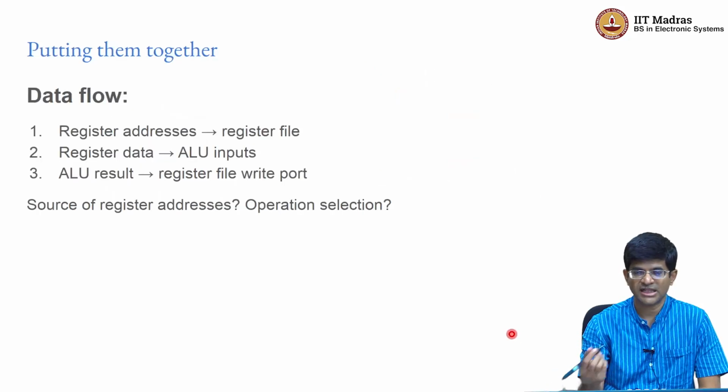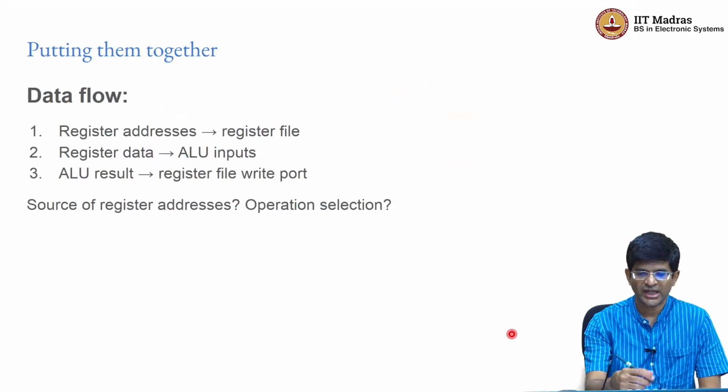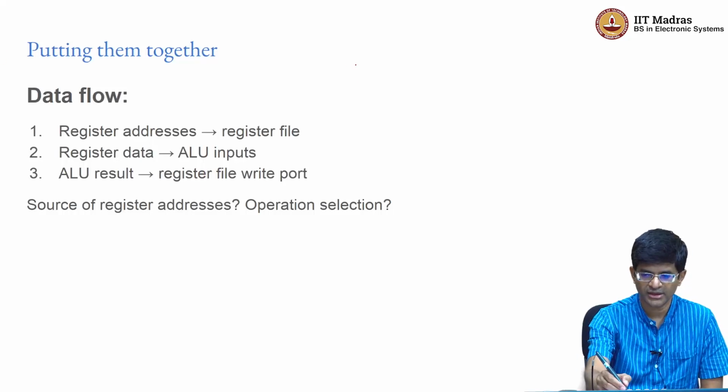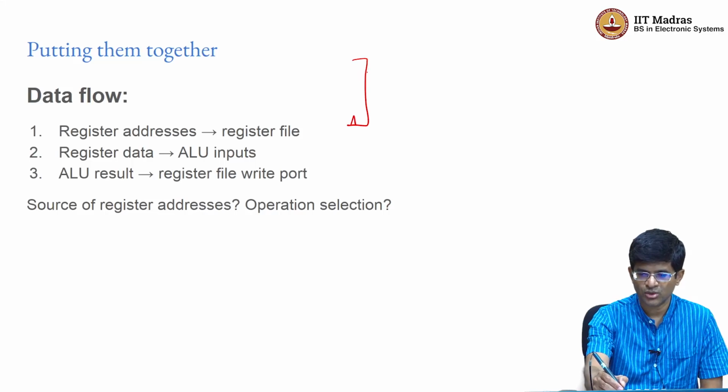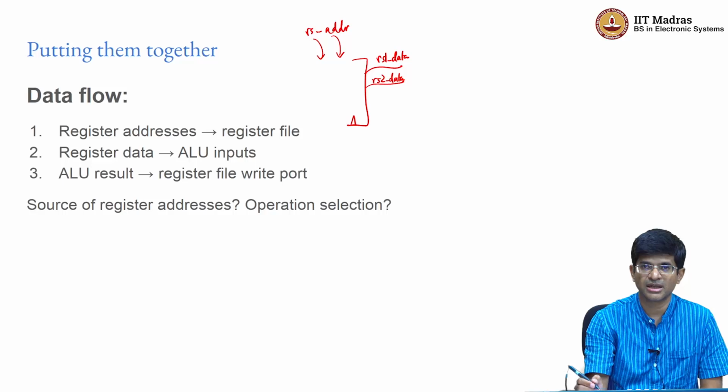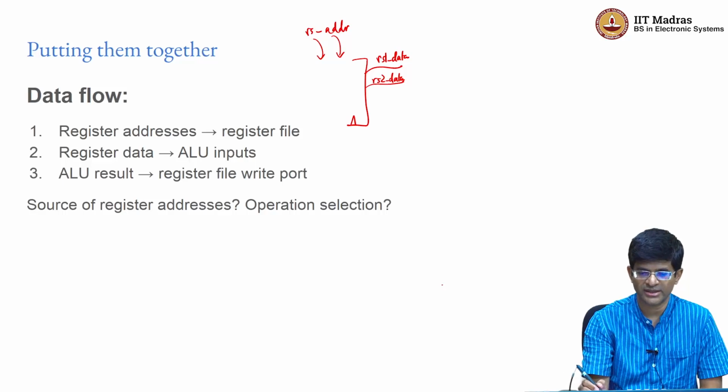So let's start putting everything together, right? We have a certain data flow out here, which we can try to draw out. I have a clock and presumably there is some data stored over here, so I have RS1 data and I also have RS2 data. Now where did these come from? Basically from the addresses, the RS1 and RS2 addresses.